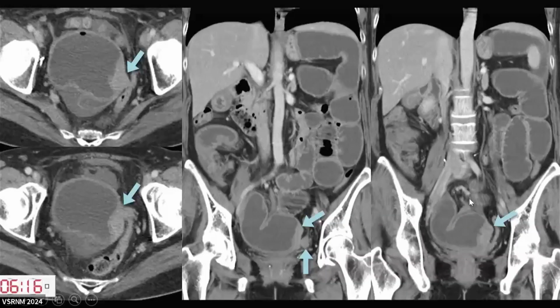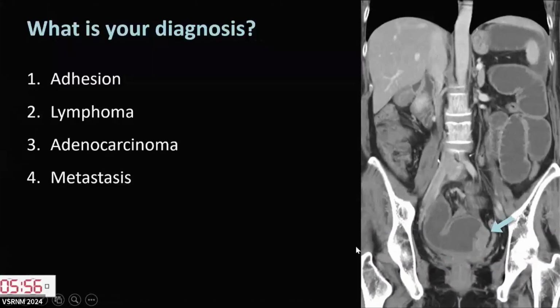CT was performed. We see these very dilated small bowels, and here there is a soft tissue mass in the pelvic cavity causing the bowel obstruction. And there is an adjacent peritoneal nodule. Okay, so what is your diagnosis? It's a post-operative patient, so will it be adhesion or lymphoma or adenocarcinoma or metastasis?